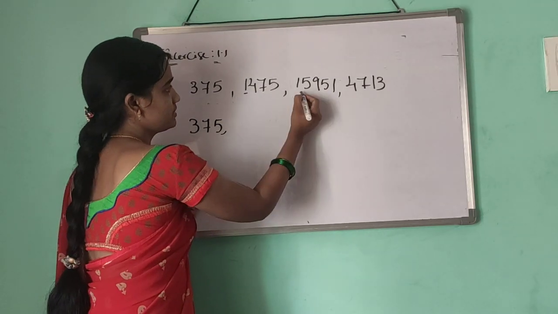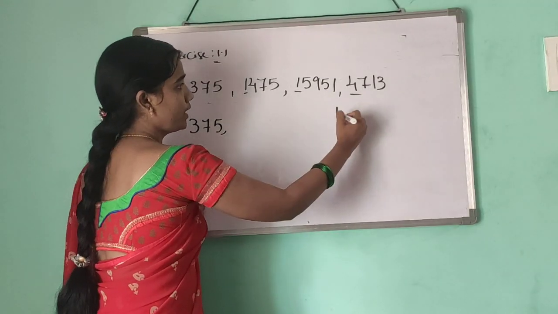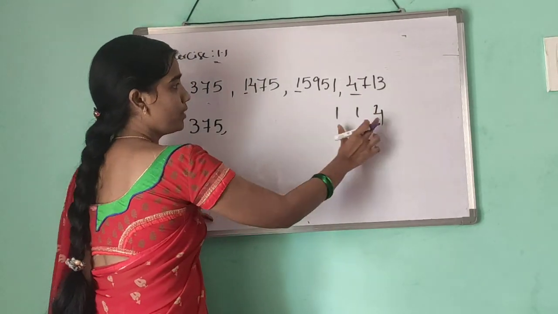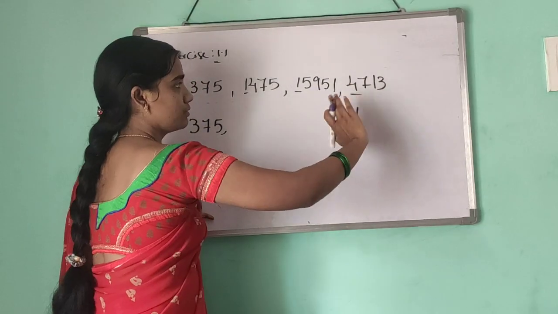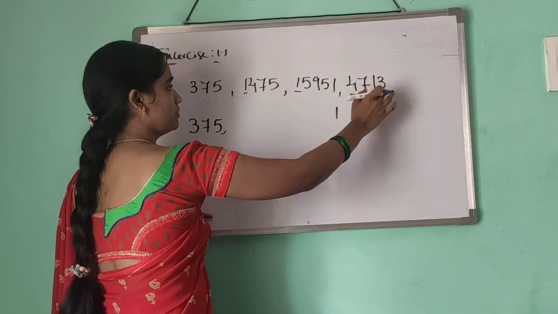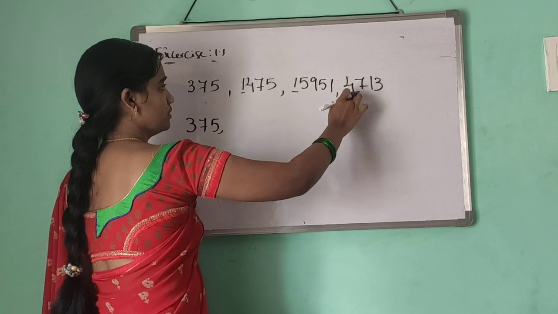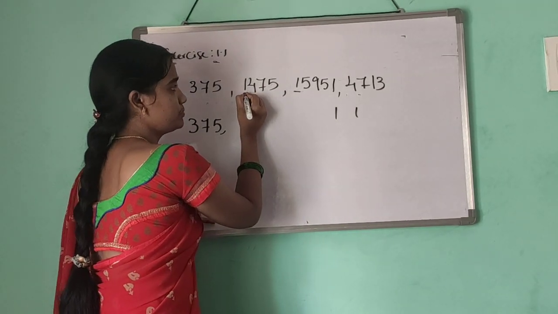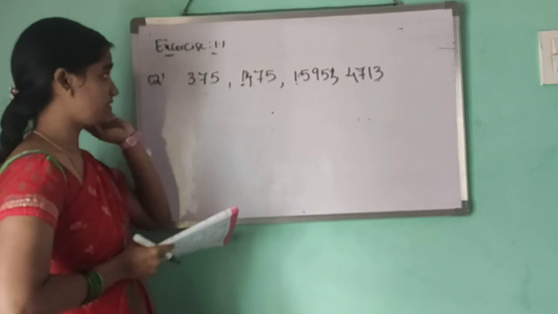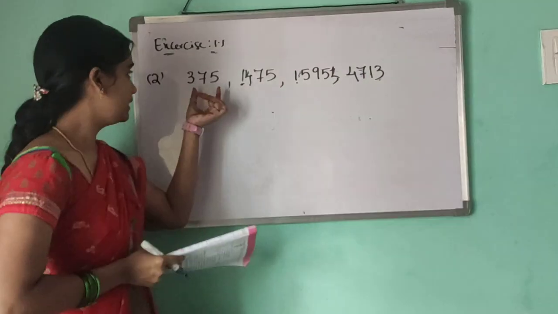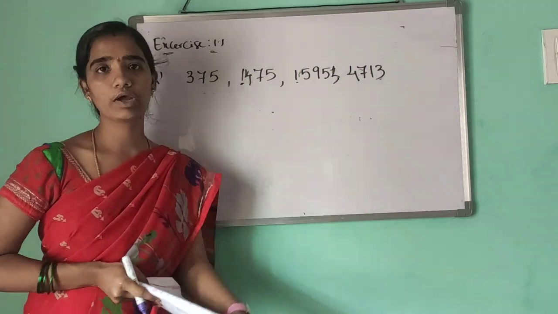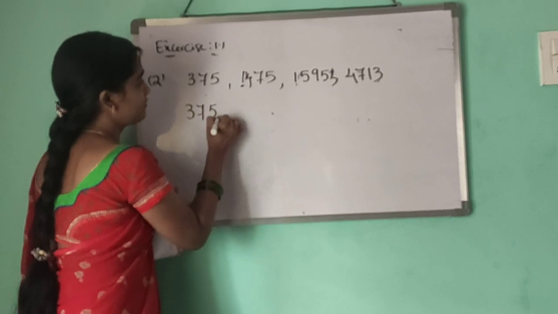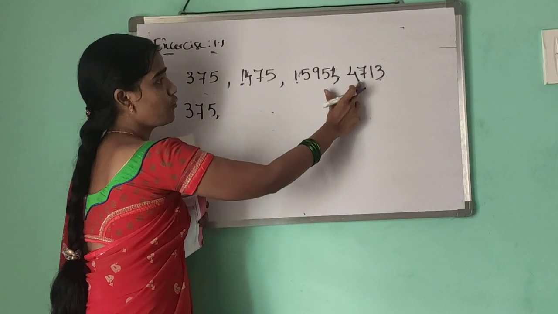Smallest number means we have to check these 3 numbers. First digits 1, 1, 4. Which is the smallest number? 1 is the smallest number. So we have to leave this number and compare these 2 numbers first. 1, 1. Next, the thousands place is 1, 1. Check once how many digits each number has. Here 3, 4, 4, 5 digits. Among these, the least number of digits is 375. Next, the 4-digit numbers are 1475 and 4713.